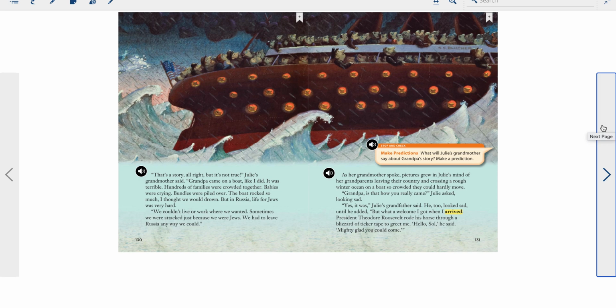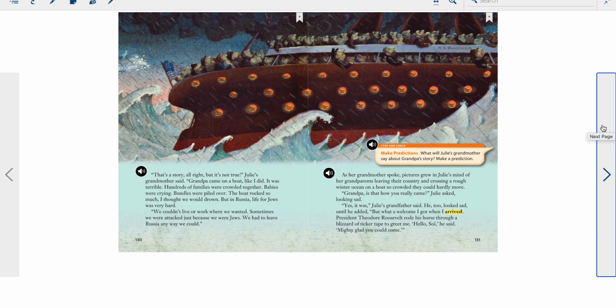"That's a story all right, but it's not true," Julie's grandmother said. "Grandpa came on a boat like I did. It was terrible. Hundreds of families were crowded together. Babies were crying. Bundles were piled over. The boat rocked so much I thought we would drown.